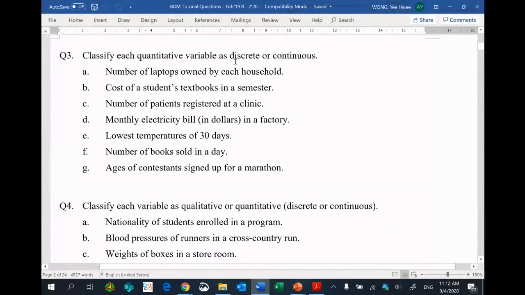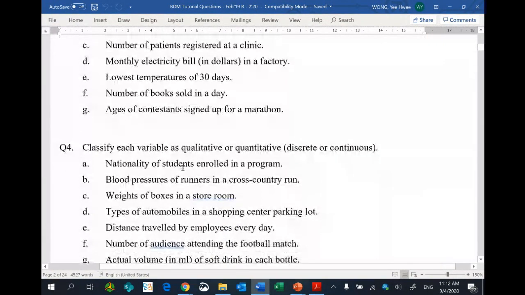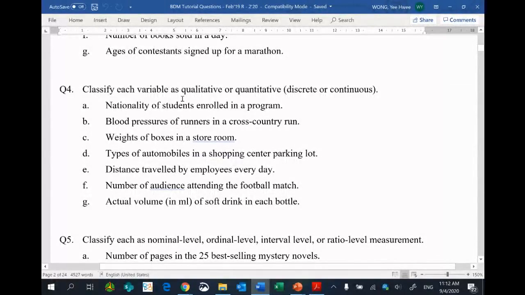Question 3: discrete or continuous. These are all numbers, quantitative. You just need to tell whether the number of laptops is a discrete number or continuous. The next one, question 4, you need to tell whether all these variables given to you are qualitative or quantitative. If it is quantitative, then you have to tell whether this data is discrete or continuous.